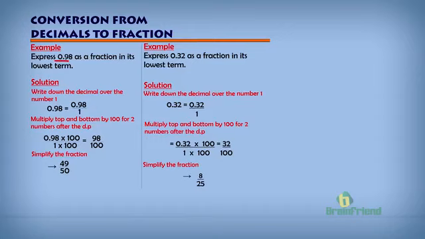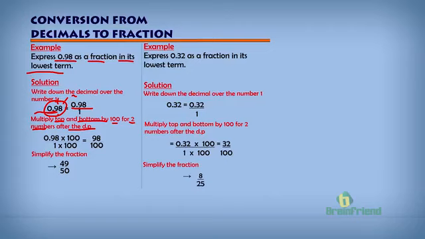If you are asked to express 0.98 as a fraction in its lowest term, first, we write our decimal all over 1. 0.98 is written as 0.98 all over 1. Next, we multiply the top and the bottom of our fraction by 100 because we have two numbers after the decimal point. Let's look at our number again, 0.98. 9 is one number after the decimal point, while 8 is another number. We have two numbers after the decimal point. And that's why we use 100 to multiply the top and the bottom.